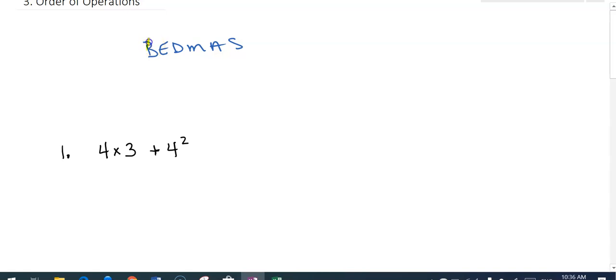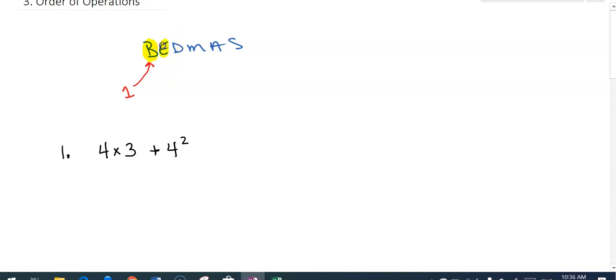So a reminder, brackets always come first, working left to right in the order they appear. If you have brackets, you do the BEDMAS within the brackets as well. That's first, left to right, the order they appear.